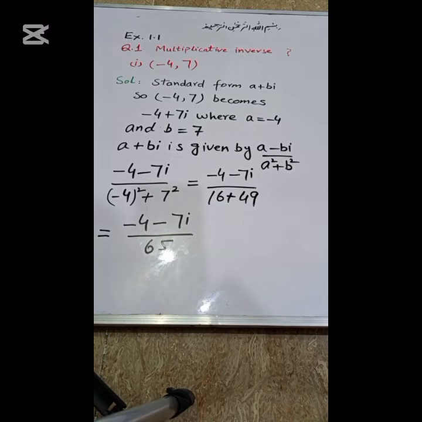Open the squares: the square of -4 is 16 plus 49, the square of 7. So we have the answer -4 minus 7 iota divided by 65 as our final answer.